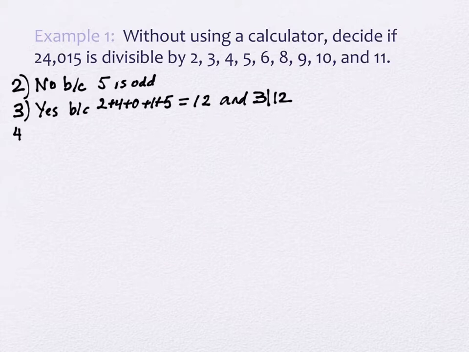How about the number 4? No, why not? 15 will not divide by 4. Right, the last 2 digits as a 2-digit number, 15. They don't divide by 4, so 4 does not divide 24,015. What's our next one? 5. How about 5? Yes, why? Because it ends in 5.